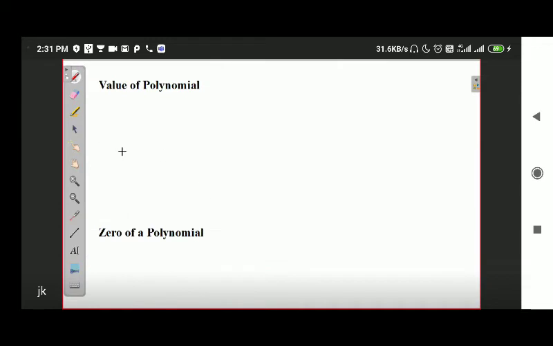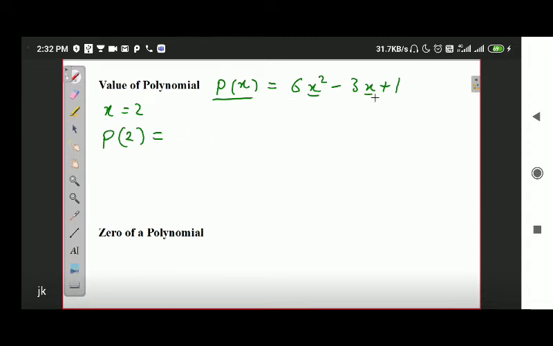The next topic for your chapter was value of the polynomial. So what do you mean by value of the polynomial? Suppose you are given a polynomial, let p(x) is equal to 6x square minus 3x plus 1, and you have to determine its value at x equals 2. Then what you will do is you will write p(2) is equal to, and you will replace all the x with 2.